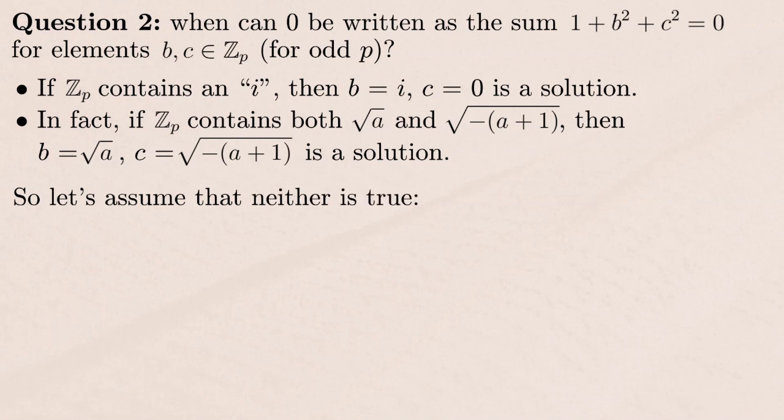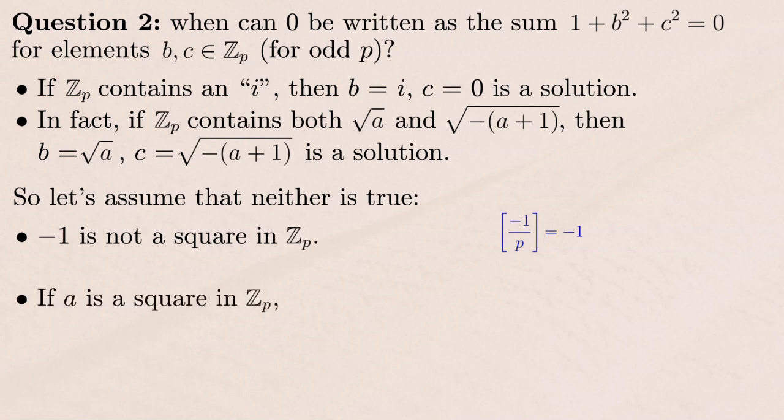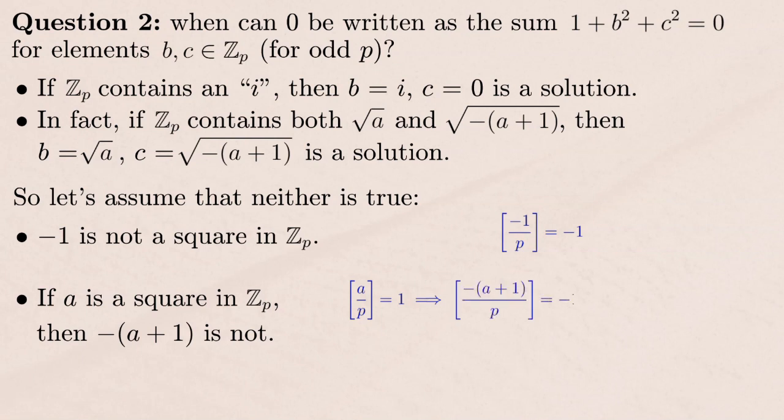So suppose we've got some fixed prime number p, and consider what kinds of elements Zp has. We'll assume that minus 1 is not a square in Zp. So by our earlier lemma, the Legendre symbol minus 1 over p equals minus 1. And we'll assume that if the number a is a square in Zp, then minus a plus 1 is not a square mod p. So if a over p is plus 1, then minus a plus 1 over p will be minus 1.